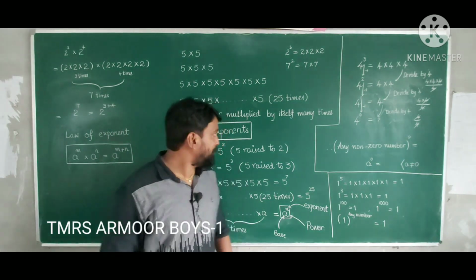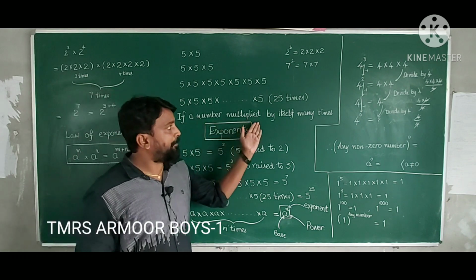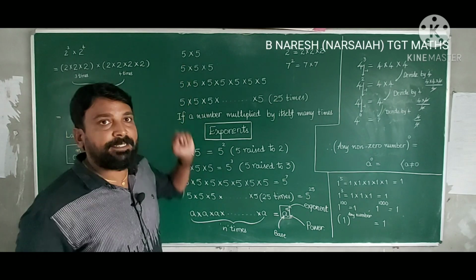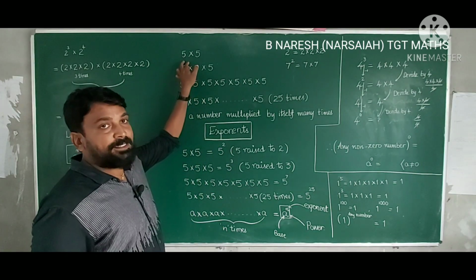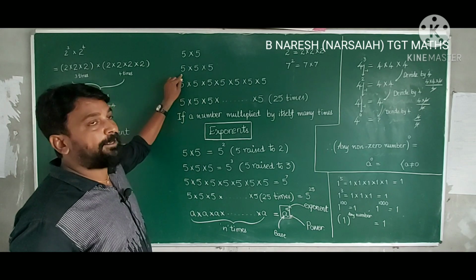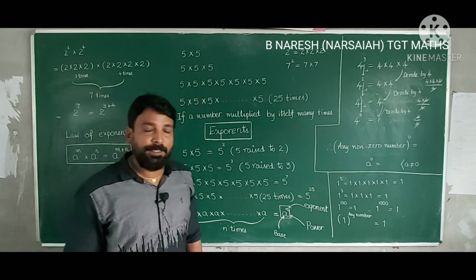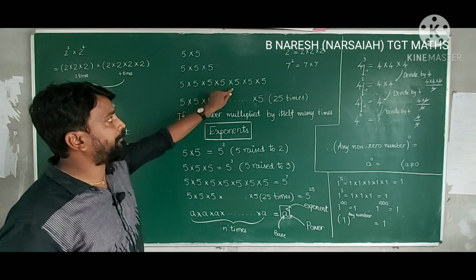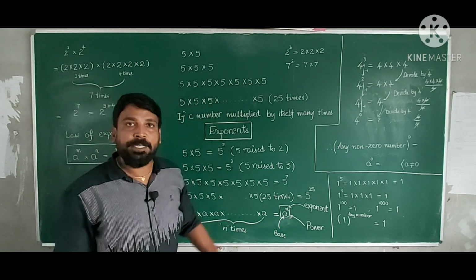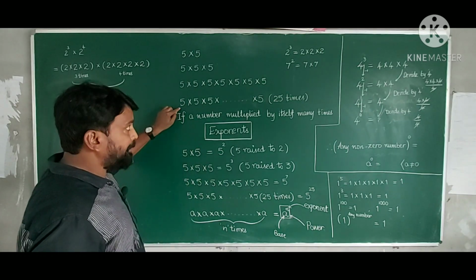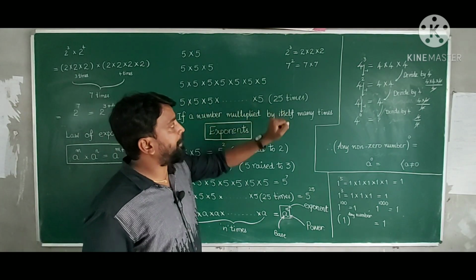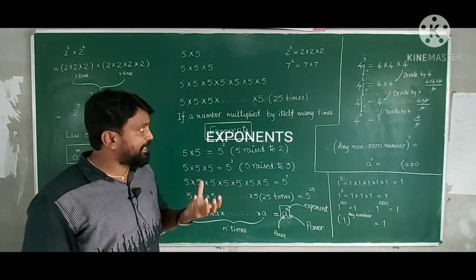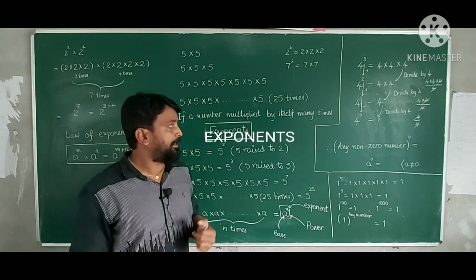Now we are discussing what happens if a number is multiplied by itself many times. For example, I am taking here 5 into 5. This is the same number. Similarly, 5 into 5 into 5, 3 times. Here I am taking 5 into 5 into 5 into 5 into 5 into 5 into 5, 7 times. In a similar way, I am taking 5 into 5 into 5, 25 times. What is the easy way to express this type of terms?